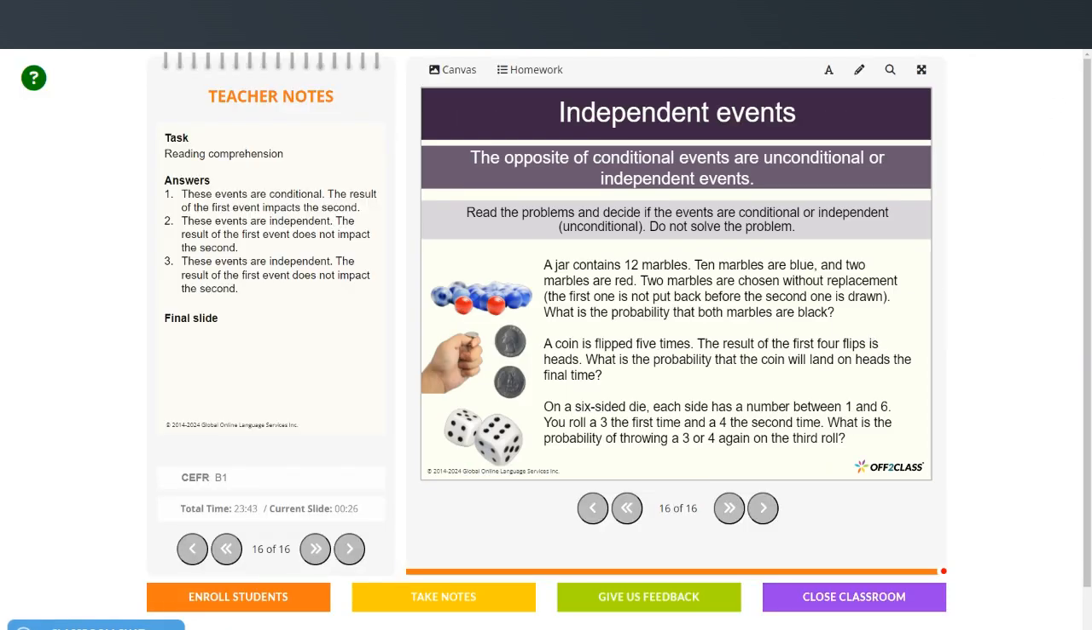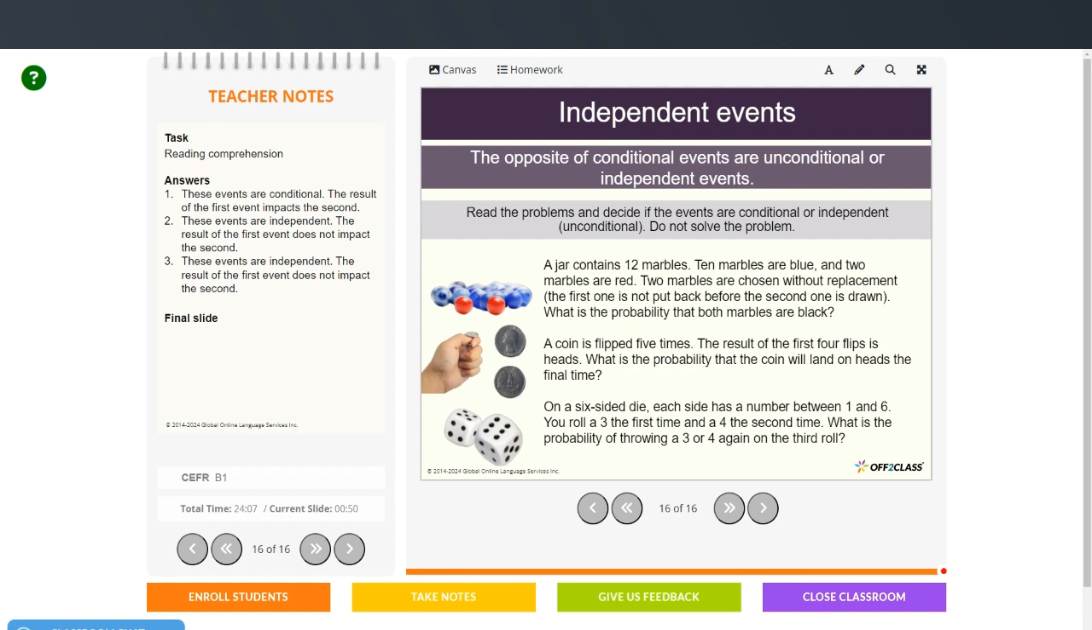Okay, a jar contains 12 marbles. 10 marbles are blue and 2 marbles are red. 2 marbles are chosen without replacement. The first one is not put back before the second one is drawn. What is the probability that both marbles are black? Well, these events are conditional. The result of the first event will impact the second.